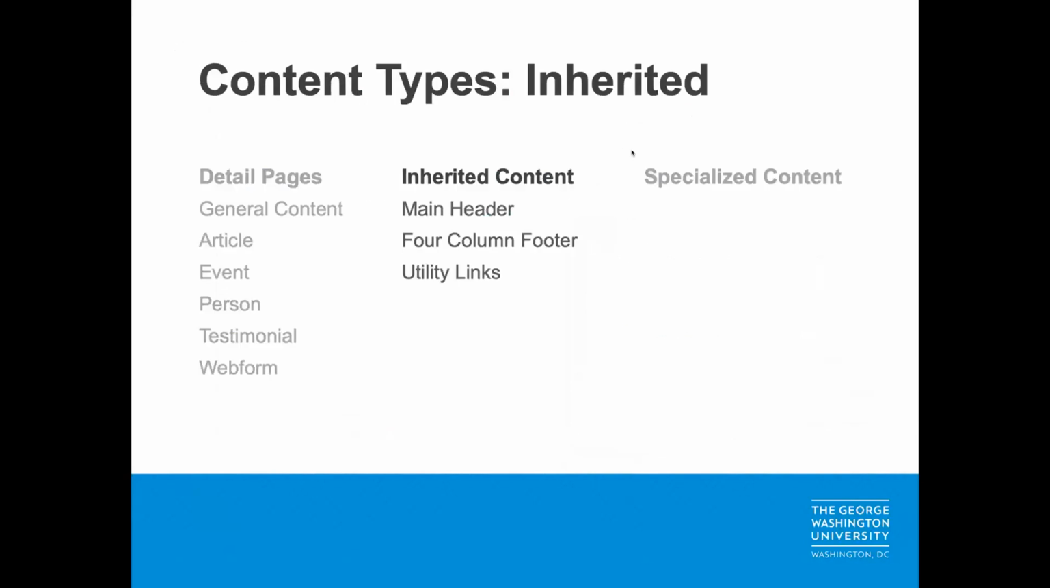All right. So then let's take a look at inherited content types. So again, these are those elements that are really like global type elements where it really exists once in the back end of your website, but it's inherited across all of the pages of your site. The most common of those are going to be your main header, your 4-column footer, and your utility links.